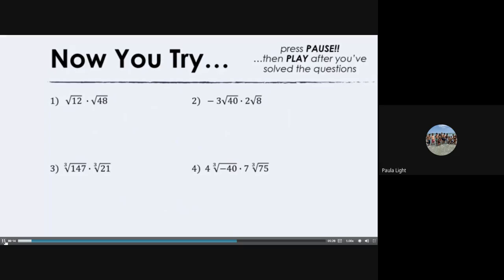Once you have finished these four problems, what'd you get for your answer? 24. Just plain old 24. No radical symbol. Okay, let's play see again. So at this point, please press pause.